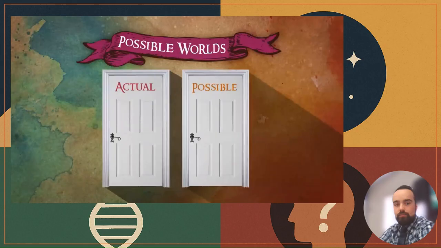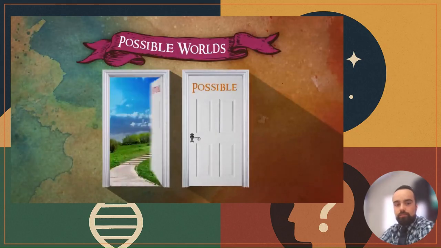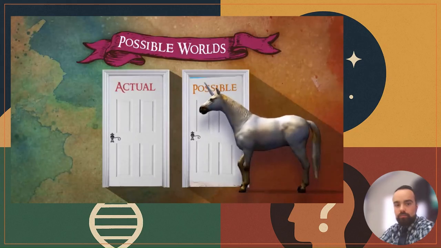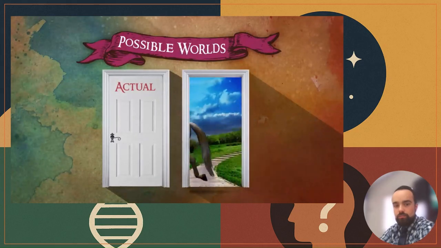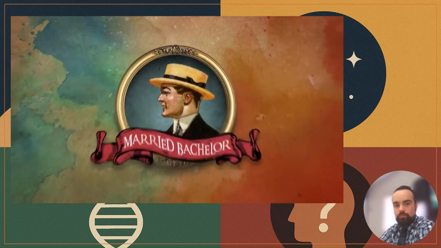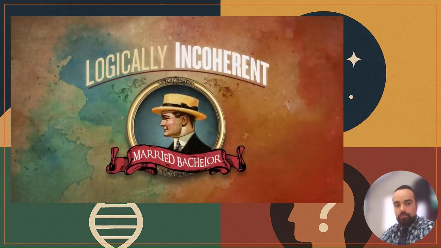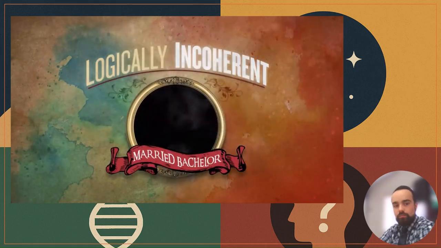For example, even though unicorns don't exist in the actual world, it seems at least possible that they could have. So we can say that unicorns exist in some possible world. On the other hand, a married bachelor does not exist in any possible world because the idea of a married bachelor is logically incoherent. It could not possibly exist.